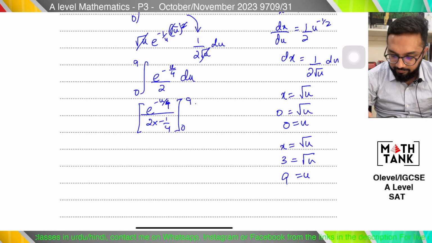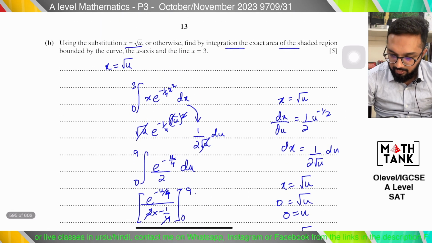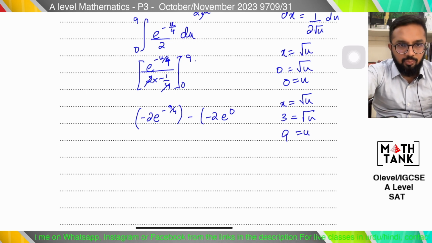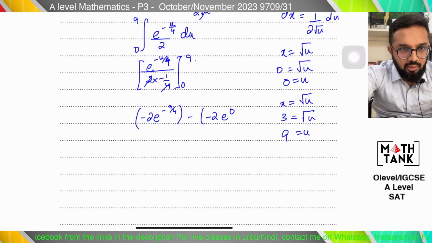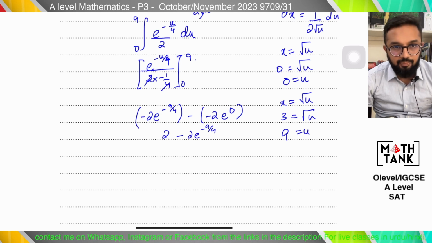That's 4. So I get minus 2 e power minus 9 over 4 minus minus 2 e power 0. Looks like a weird answer. Let's check if we're getting that right. Yeah, signs are right. 2 minus 2 e power minus 9 over 4.